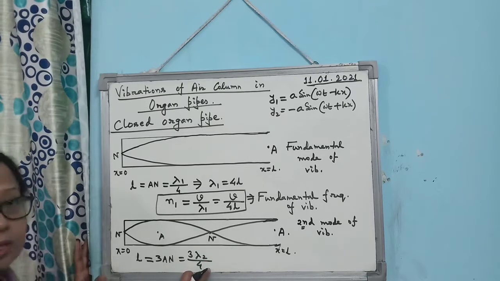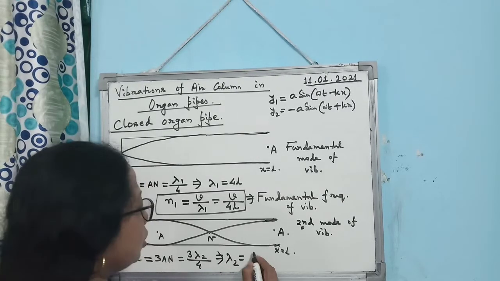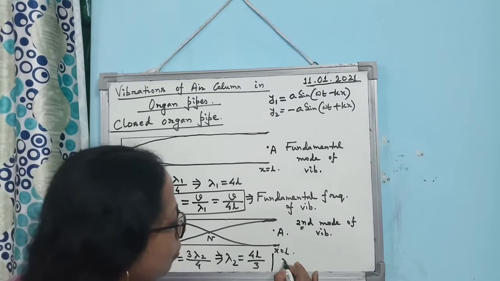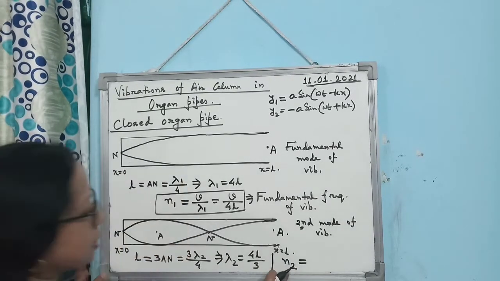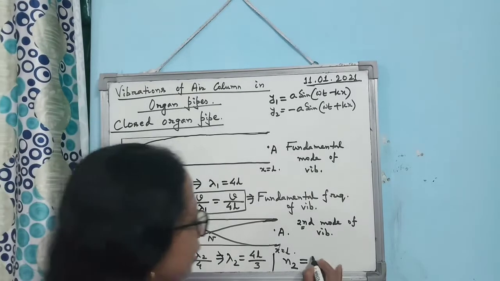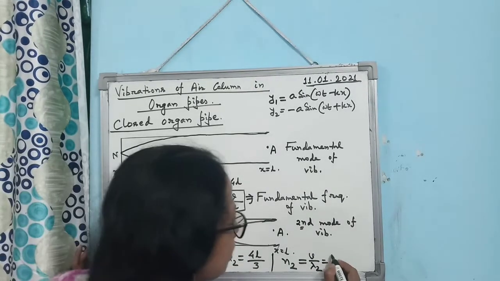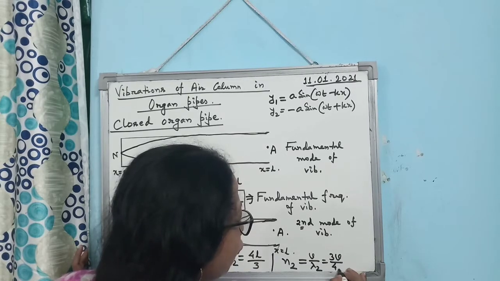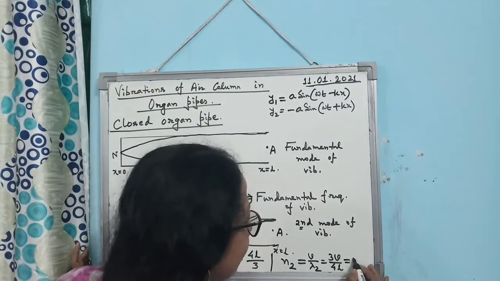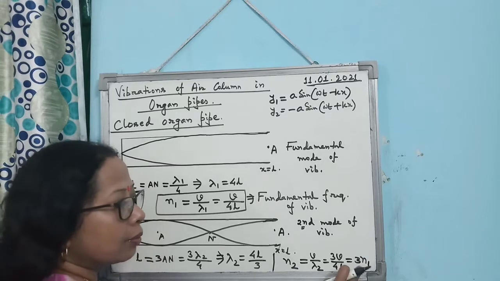And this is also the second mode of vibration. So what are you getting? Lambda 2 is equal to 4L by 3. Clear? So what will be the next frequency for the vibration of the air column within the organ pipe? N2 will be V by lambda 2. When you substitute, you get 3V by 4L. So you see, V by 4L is N1, so you are getting 3N1.